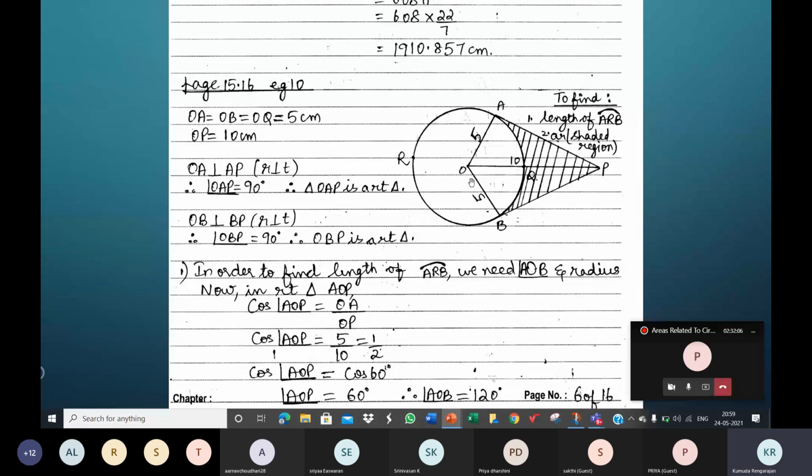Now 240 by 360 into 2 pi r will give us the length of the major arc, which answers the first question.